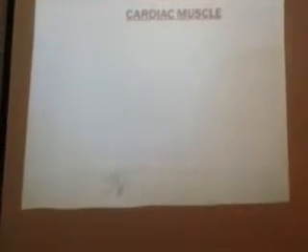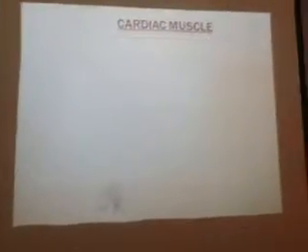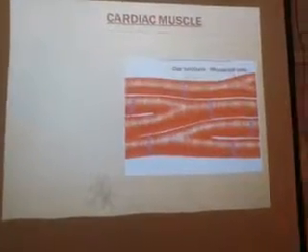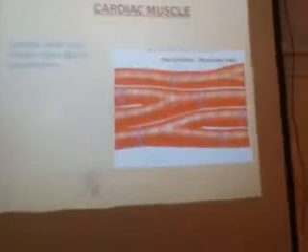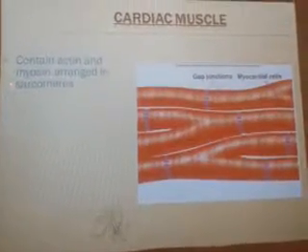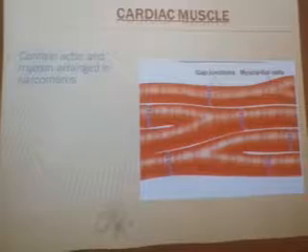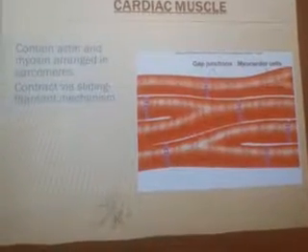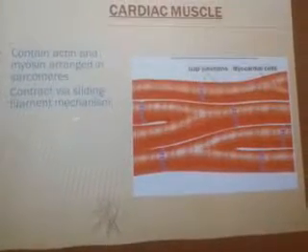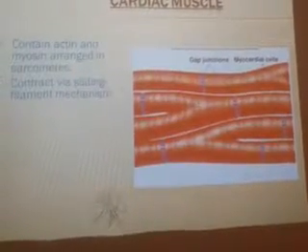Okay, now the last part. It is not in your objectives, but just as a point of interest: what is the difference between the contraction of skeletal muscle, cardiac muscle and smooth muscle? Not from the examination point of view, but you should know. In cardiac muscle, it contains actin and myosin, both arranged in sarcomeres, and they contract via the sliding mechanism. The same mechanism is there.